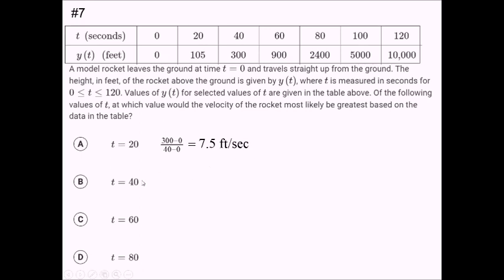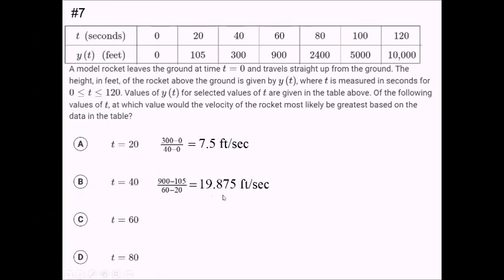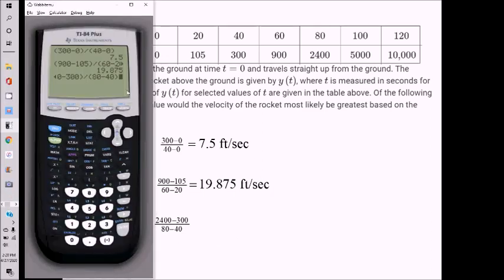Now on to the next one, 40. To estimate that, I'm going to do 900 minus 105 over 60 minus 20, average rate of change from 20 to 60. And let me plug that in now. There we are. That gives me a value of 19.875 feet per second. So we appear to be going faster at that point. Let's do 60 now. That's on the interval from 40 to 80, so let's find that average rate of change. 2400 minus 300 over 80 minus 40. And it's looking like that's going to give me a value, if I plug it in, of 52.5.